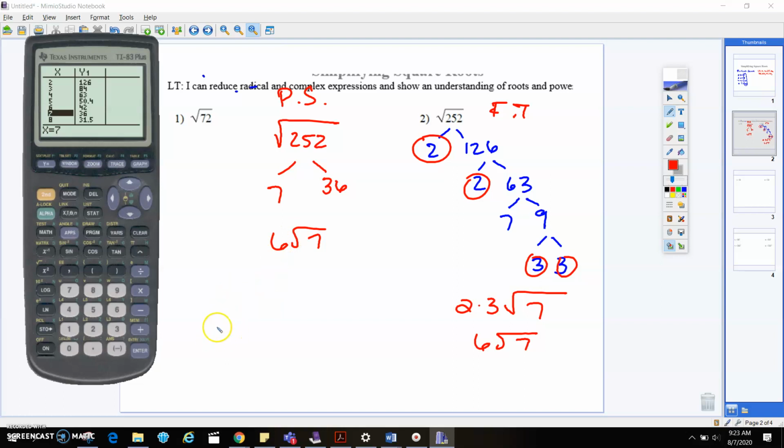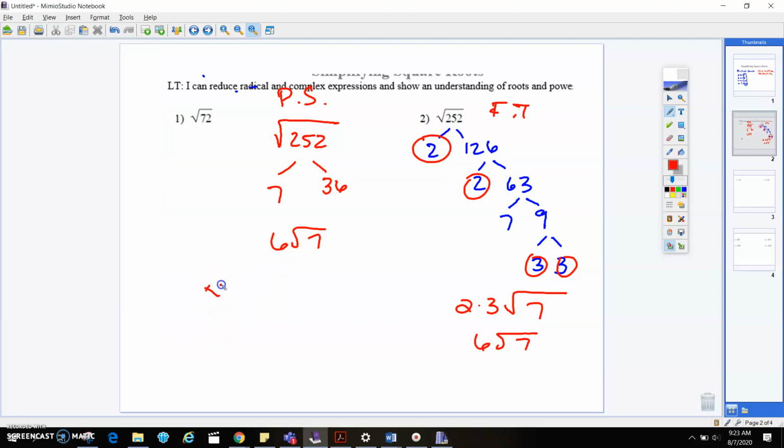Again, you're going to hit the y equals button. Look at that handwriting. You're going to hit that y equals button, and then you're going to type whatever number you're looking for. So the number, and then you're going to divide it by x. You're going to hit second, and then graph, and that'll give you the table.